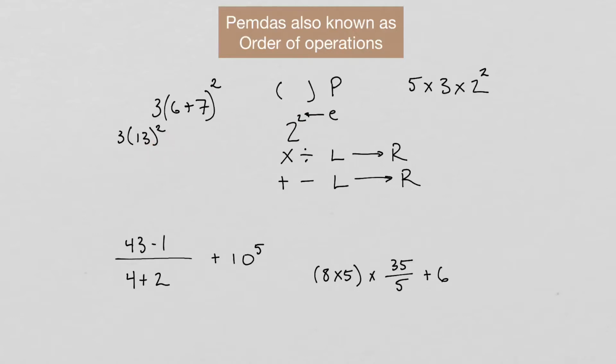So 13 squared. If you know my trick for squaring your base numbers, you're going to say 13 is near base 10. It's 3 away. So we get 13 plus 3, that gives us 16. And then 3 squared gives us 9. So 13 squared equals 169. Now we have 3 times 169, that gives us 507. So here's our answer, 507.